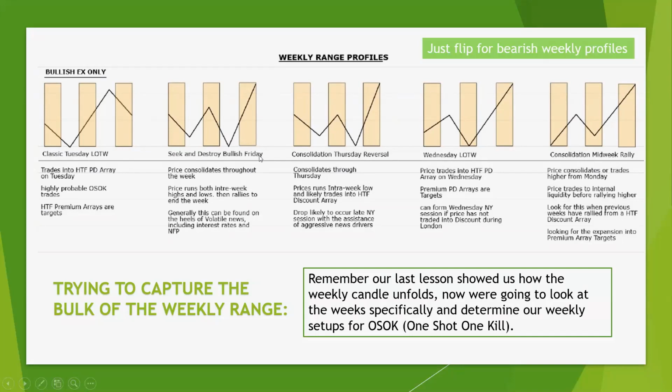Seek and destroy on a bullish Friday. This generally happens in weeks that we're expecting volatile news such as NFP, even FOMC sometimes, or we're just on the heels of very big volatile news. What this market profile looks like is very consolidated and ugly throughout most of the week. And then on Thursday, it tends to run the intra-week low. So you'll have price trade down here. It'll set a high, set a low, run the intra-week high, then run the intra-week low, and that's going to be our low of the week most likely.